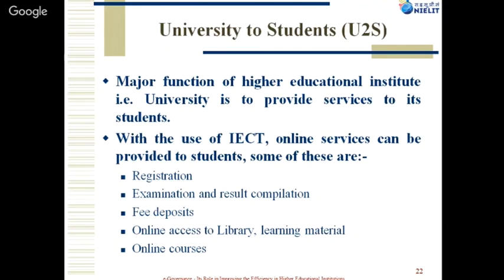So in higher education, we can divide our activities under these categories and initiatives can be taken. So what activities can be there? Let's see them one by one. For example, university to students. The major function of a higher education institute, that is the university, is to provide services to students. This is the main core area of higher education. And with the use of ICT, services can be provided to the student online, like registration. We can offer online registration.